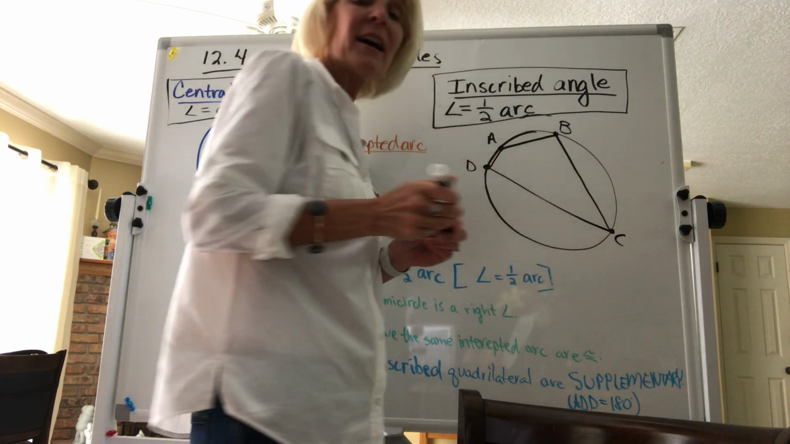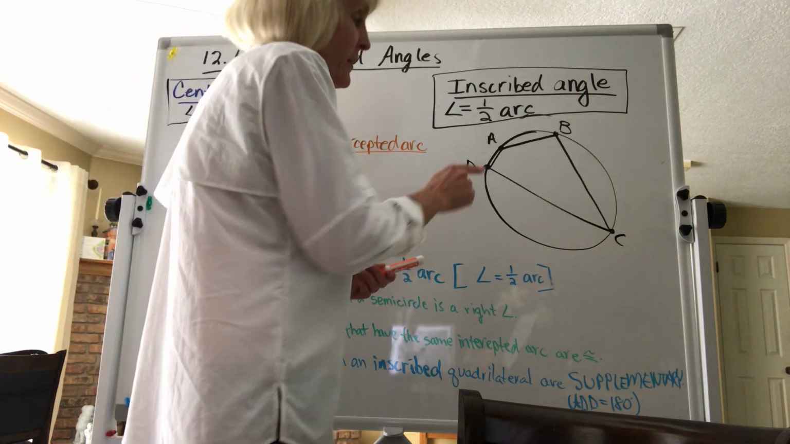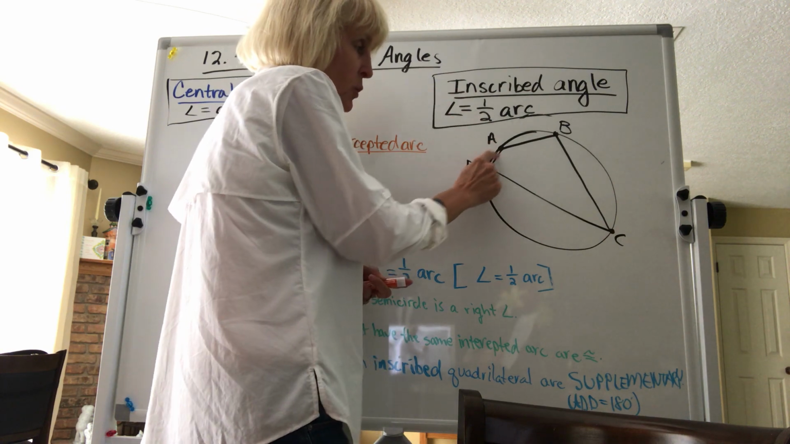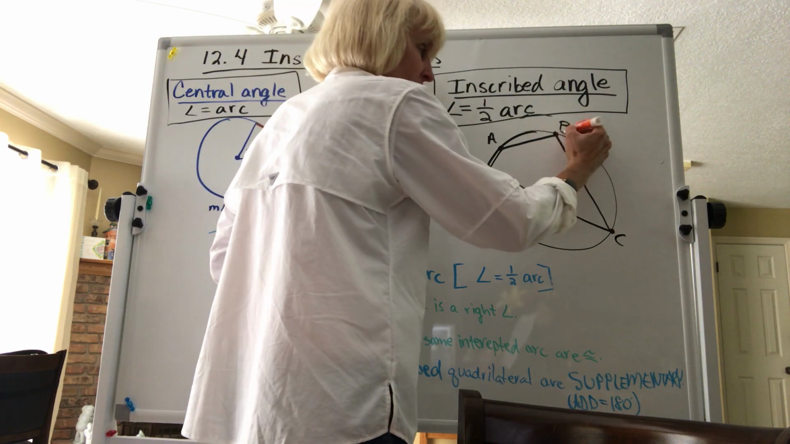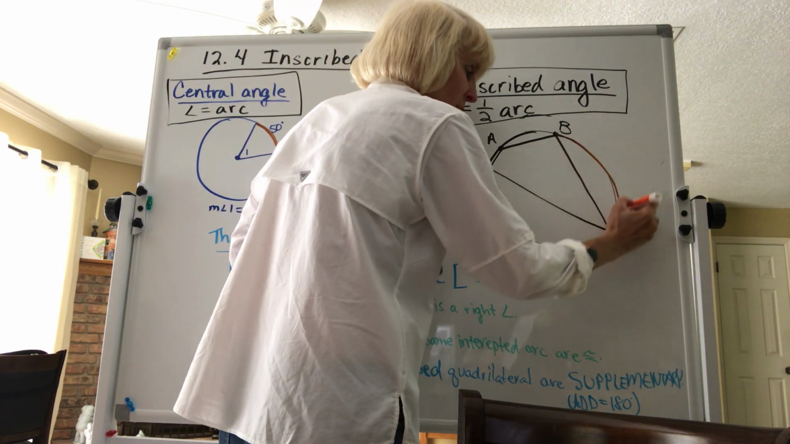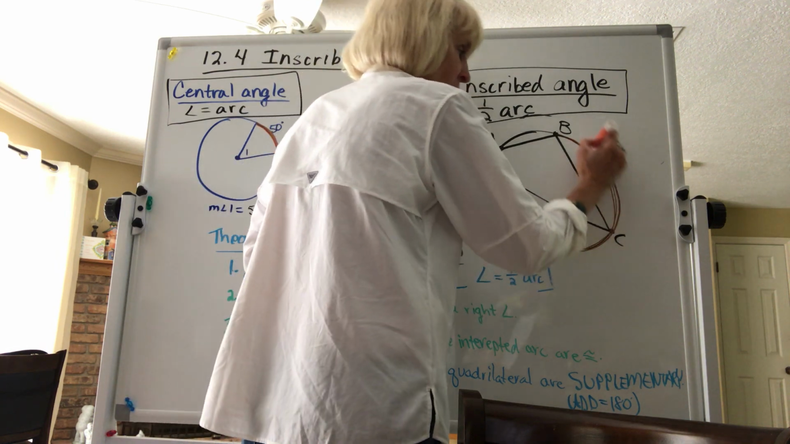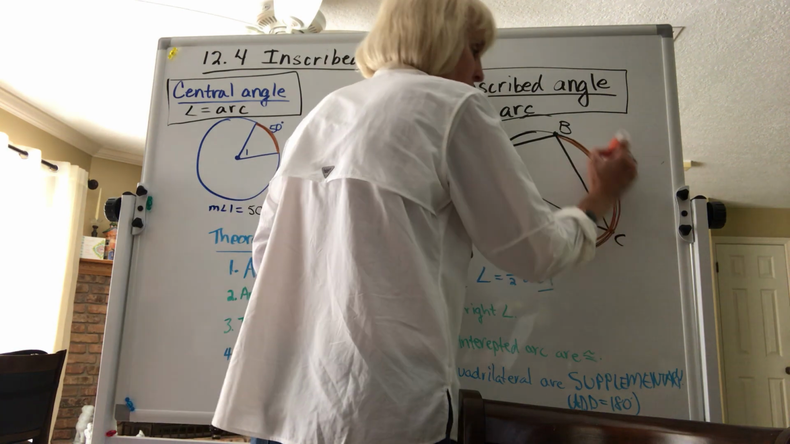Now we want to look at our last fact, okay? Let's take a look at angle A. Angle A is still an inscribed angle because it has two chords. Its vertex is on the circle. Its intercepted arc would be arc BCD. So angle A would be half the measure of arc BCD.